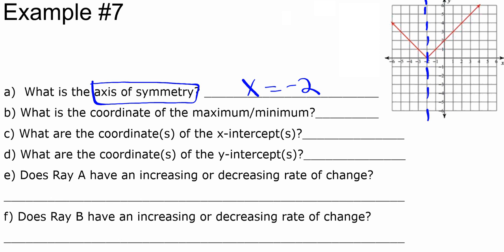Next, we're going to talk about our maximum or a minimum. In this case, we have a minimum. That's because our vertex is the lowest point on our graph. It happens to be located at the point (-2, 0).